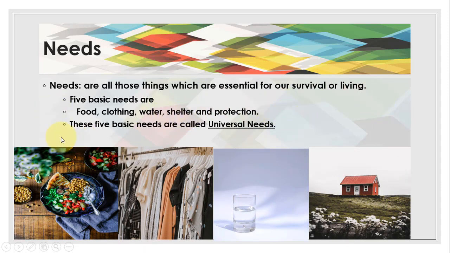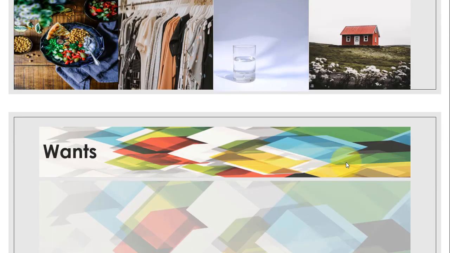The five basic needs are food, clothing, water, shelter, and protection. We call these five needs universal needs. The reason is that wherever the individual is living in the world, all those individuals have these similar needs. So that is why we call them universal needs.